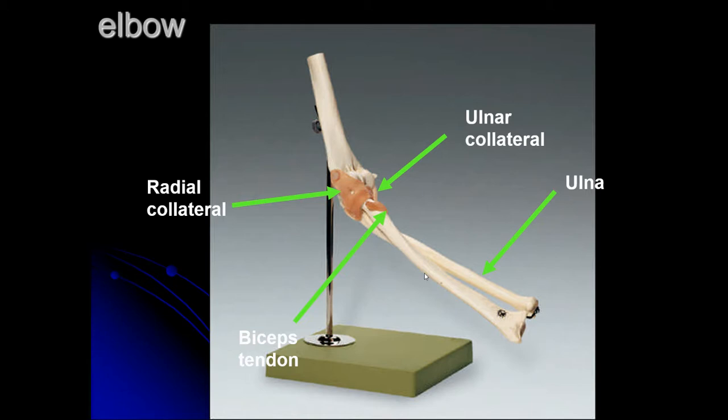There's one more ligament though, and this ligament holds the head of the radius against the ulna. It makes a ring around the head of the radius. And one of the words for ring is annulus, and so it's called the annular ligament.